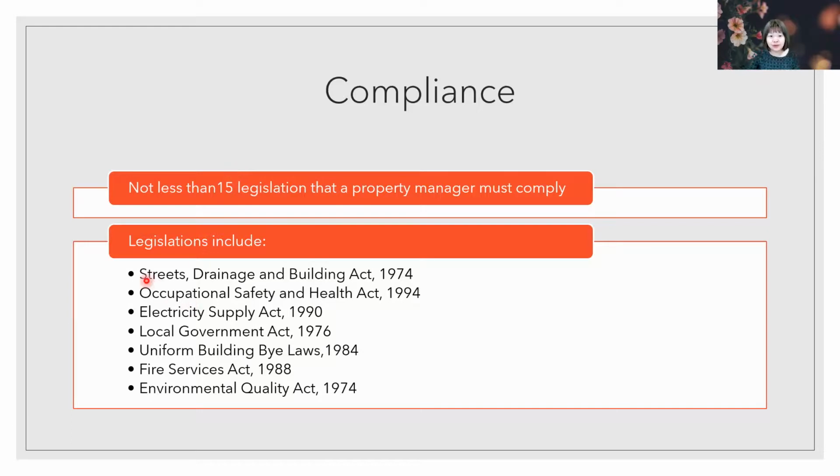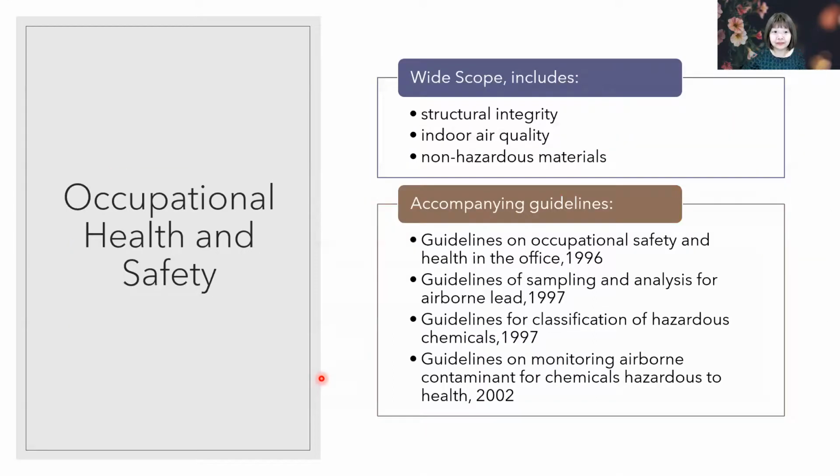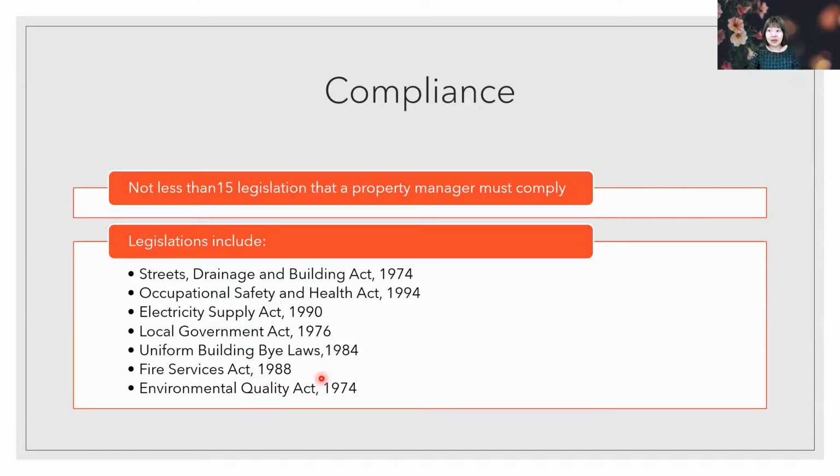So the example, first one, Street, Drainage and Building Act. So nampak tak kat sini? Ada jalan, ada longkang, ada bangunan. Second, Occupational Safety and Health, OSHA. Who is the user? We are the user. So how are we going to make sure that when we use this building, it is safe to us? Electricity supply, wiring, local government acts. Yang ni untuk kita dapatkan OC, all the things. Uniform Building By-Laws, Fire Service Act, Environmental Quality Act. So these are the examples, right?